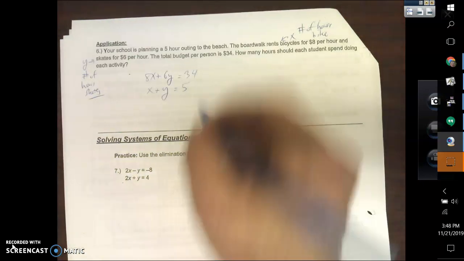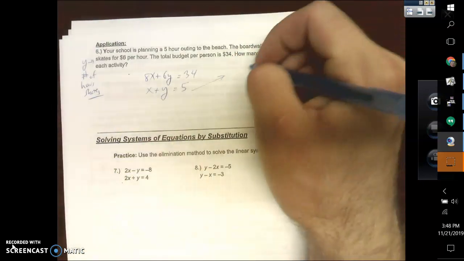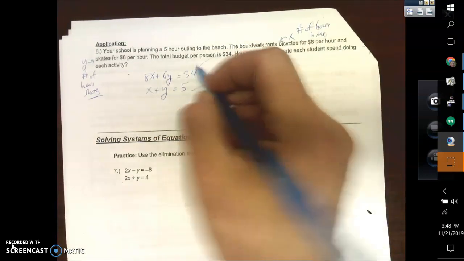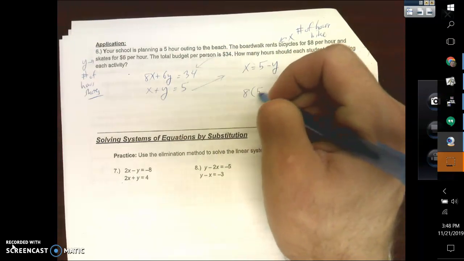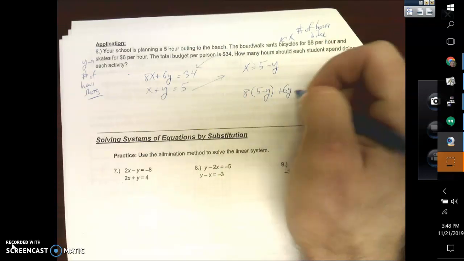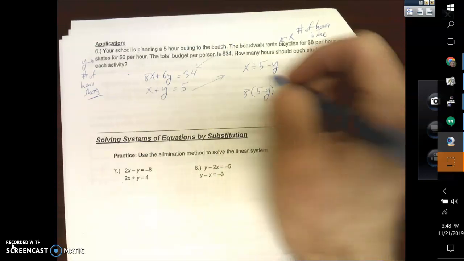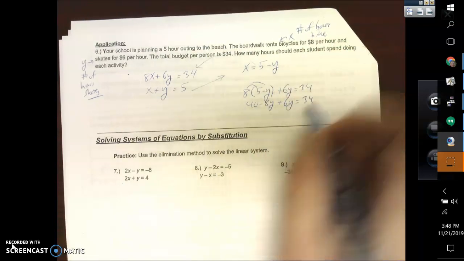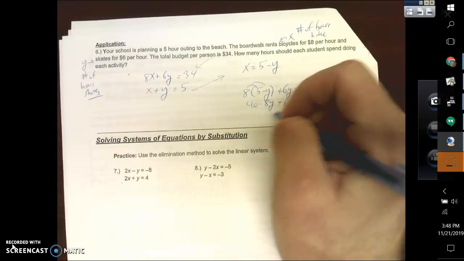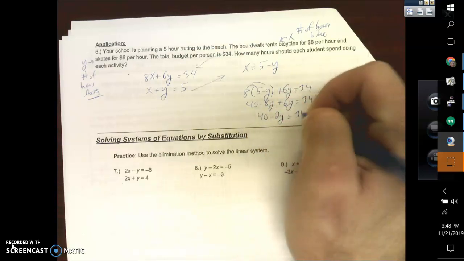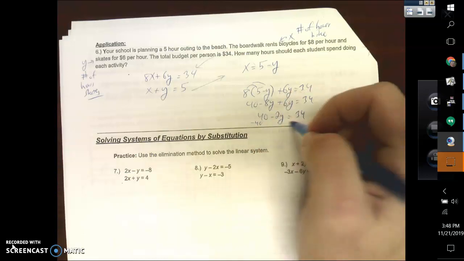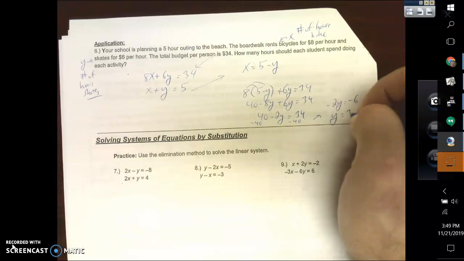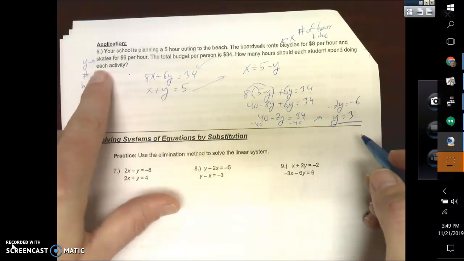Okay. Well, we're going to do substitution here, so I'm going to pick the bottom one. I'm going to do X equals 5 minus Y. Alright, so now I'm going to plug this back into my top one. 8 times 5 minus Y plus 6Y equals 34. I can distribute it in. 40 minus 8Y plus 6Y equals 34. Negative 8Y plus 6Y gives me negative 2Y. I can subtract 40 over. Careful with your signs. Negative 2Y equals negative 6. Y equals 3.